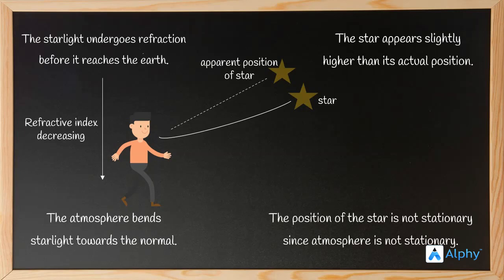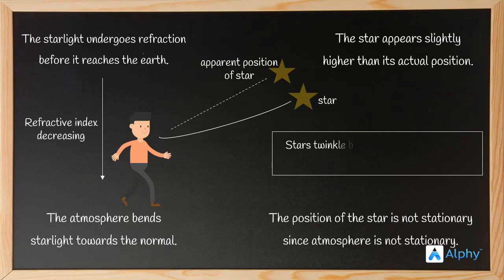We also associate another thing with stars, twinkling. In fact, the twinkling of stars also has to do with atmospheric refraction. Stars twinkle because the path of the rays of light coming from the stars goes on varying. The atmosphere fluctuates, thus the ray of light also fluctuates in its medium. Some days stars seem to be very bright and the other day very dim.